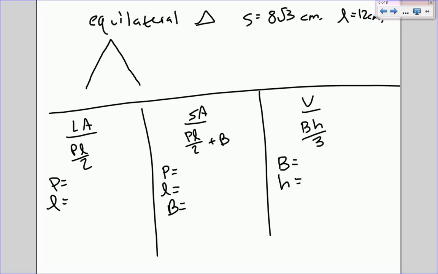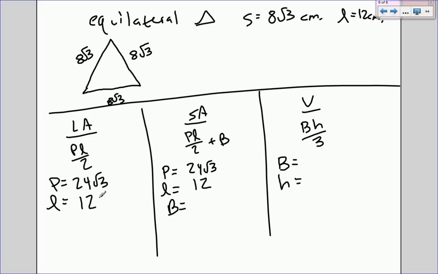Okay, so let's draw the base. So it's an equilateral triangle. The sides are 8 root 3. So I know right away then that the perimeter is 24 square root of 3, because 8 times 3 is 24. Next up, it tells me in the problem that the slant height is 12. So I can fill that in. So with that being said, I can actually do the lateral surface area. 24 root 3 times 12 divided by 2. 24 times 12 divided by 2 gives me 144 square root 3 centimeters squared.